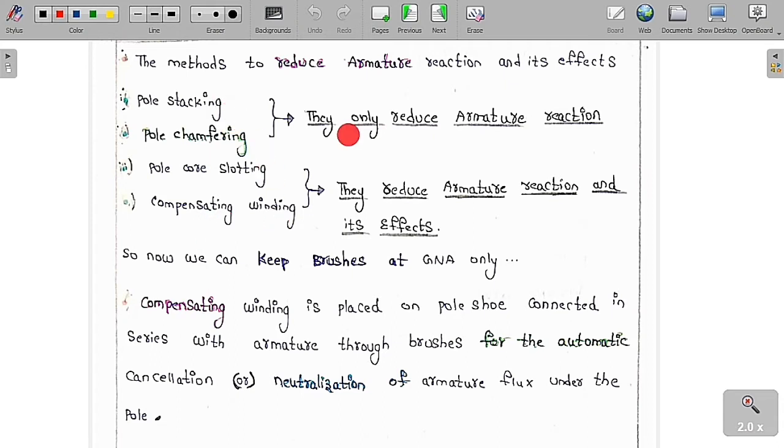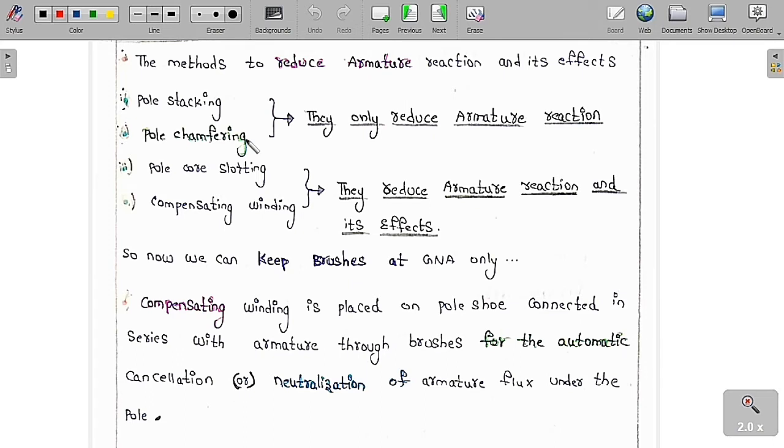The first two methods only reduce the armature reaction but not its effects. The remaining two reduce the armature reaction and its effects also. So now we can keep the brushes at the GNA only, because now the MNA and GNA are always going to coincide. So now we don't have to shift the brushes to MNA always, because you can keep the brushes on the GNA itself if you follow these methods.